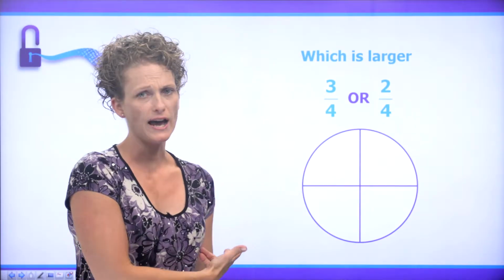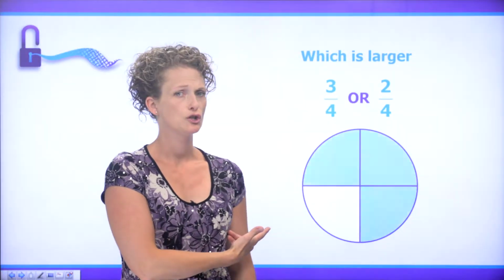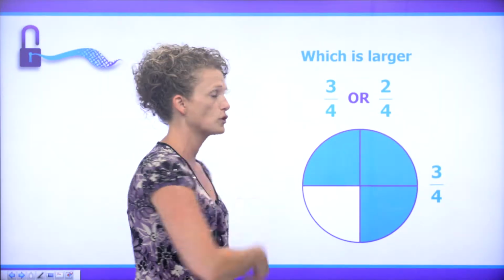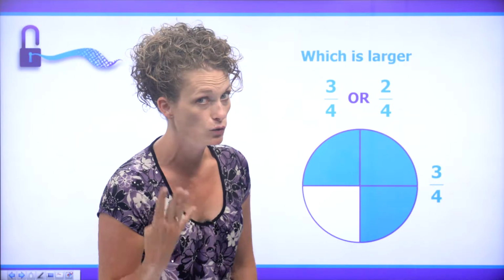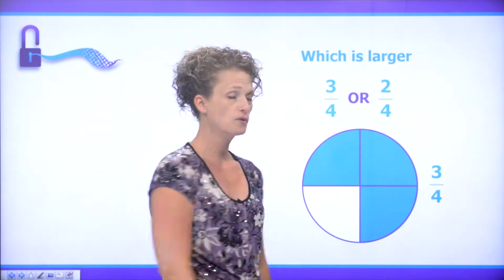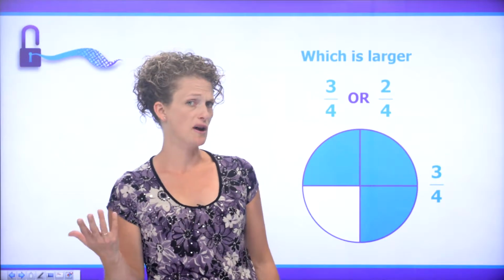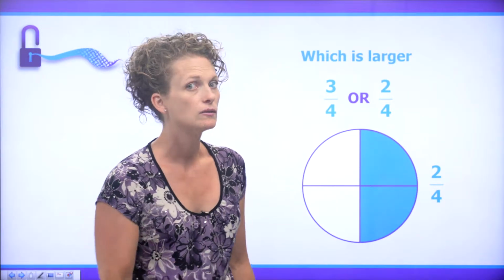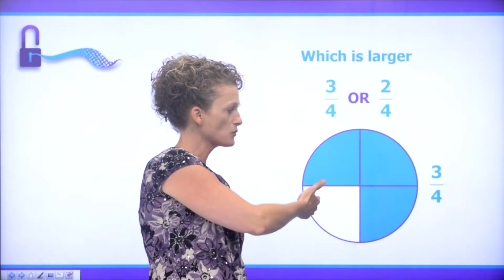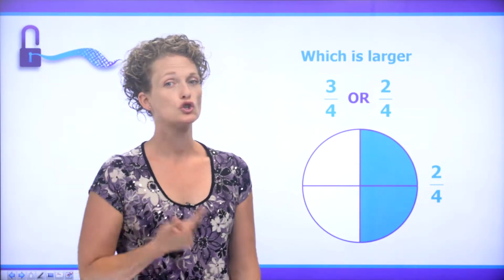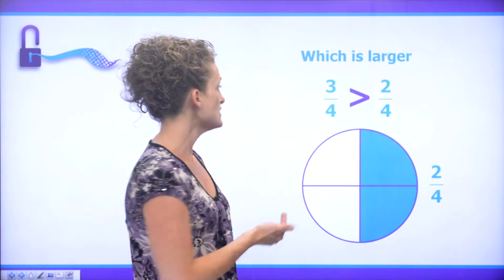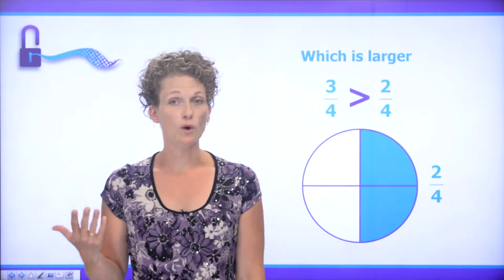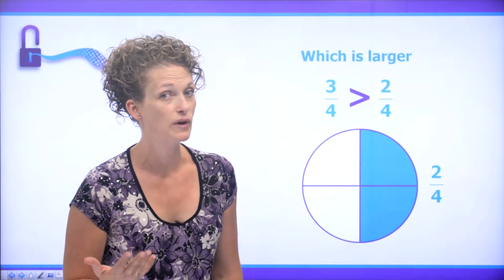If I have a pie and I want to eat 3/4, remember the fourth says we're dividing it into 4 equal parts. So this is what 3/4 would look like, and I ate 3/4. Of another pie, you only ate 2/4. So who ate more? Well, it's obvious to see that 3/4 is greater than 2/4. So this little symbol is what we use to show that it's greater than.